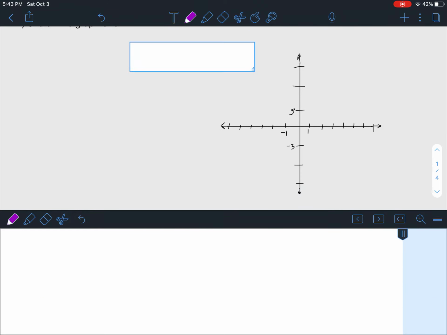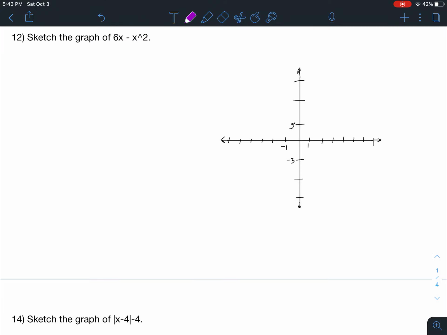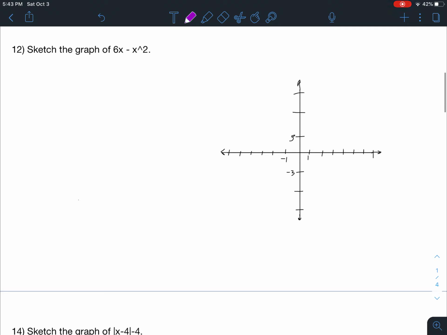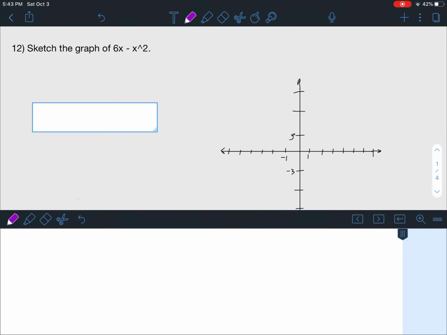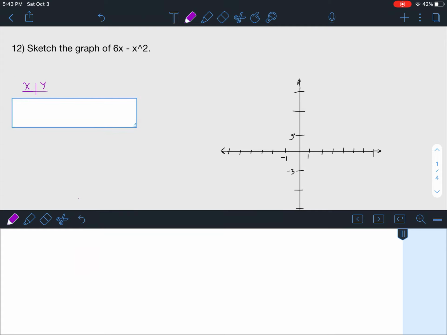Okay, so this question asks us to sketch a graph. This is going to be a parabola, 6x minus x squared. So for parabolas in general, you're going to want to plot points, just points throughout the axis. So you can make a table of x values and y values, and then you can plot the points and connect them with a line.